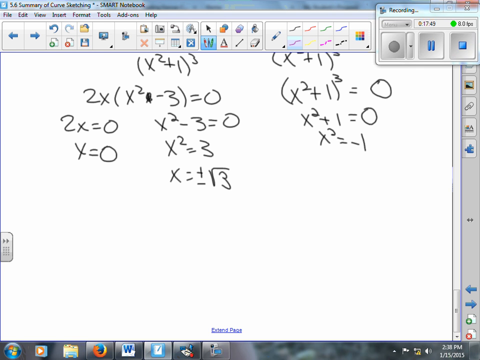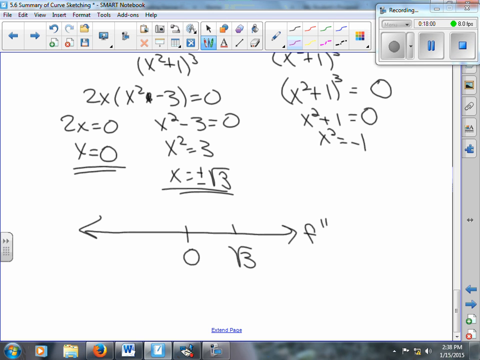So we're not going to worry about him. So I have only these 3 points to worry about. I'm going to do a sign chart on my second derivative. Let's plot those. There's 0, there's positive square root of 3, and then there's negative square root of 3.